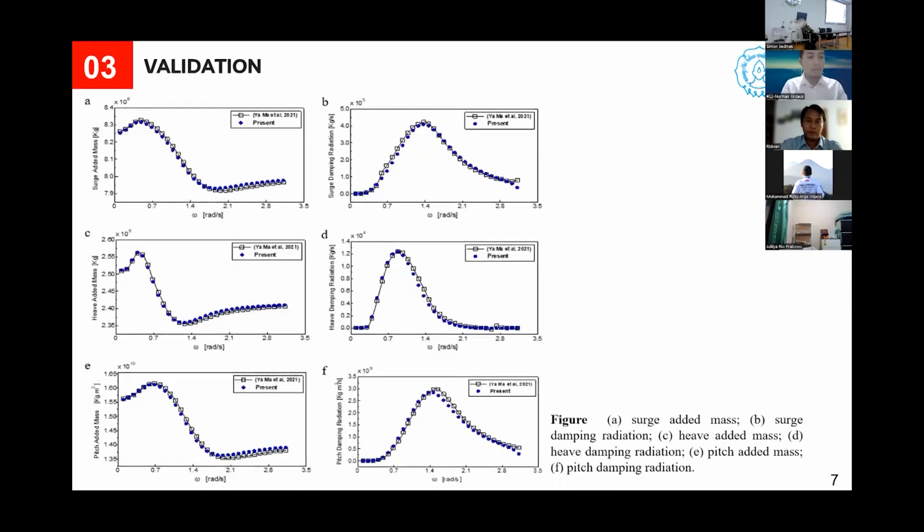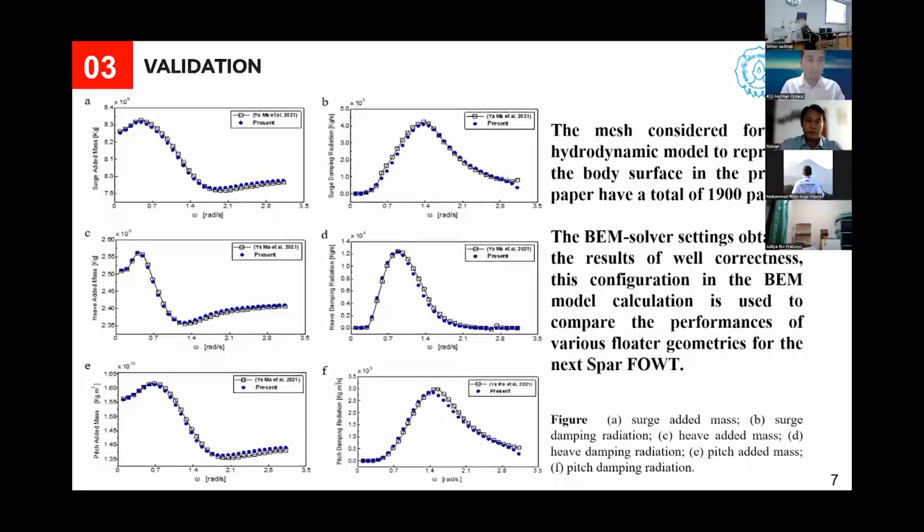This will show the result of validation that has been done. You can see the validation result in this figure. The figures on the left, A, C, and E, show the hydrodynamic coefficient of added mass, while the figures on the right, B, D, and F, show the hydrodynamic coefficient of damping for surge, heave, and pitch.